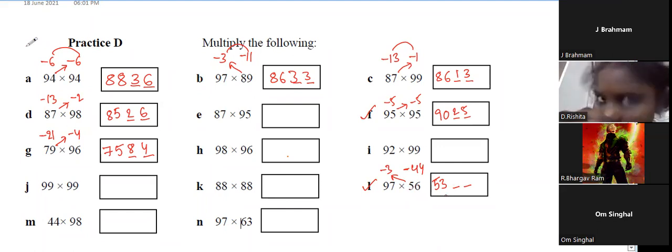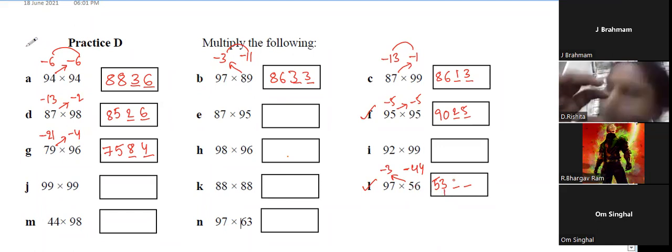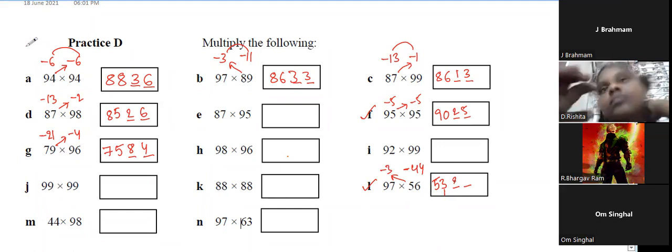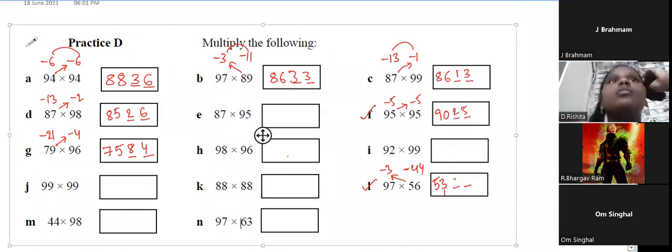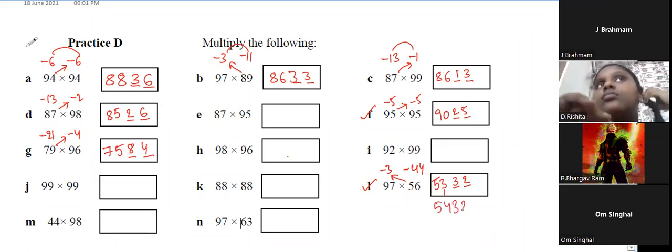132. Okay, then how to write 132 here? We should keep below the 3, we should write 1. And we should write the 23. So the answer is 54,023. 132, not 123, 132. Yes, so one below and 32. The answer is 5,432. Yes. Now, Varshit.